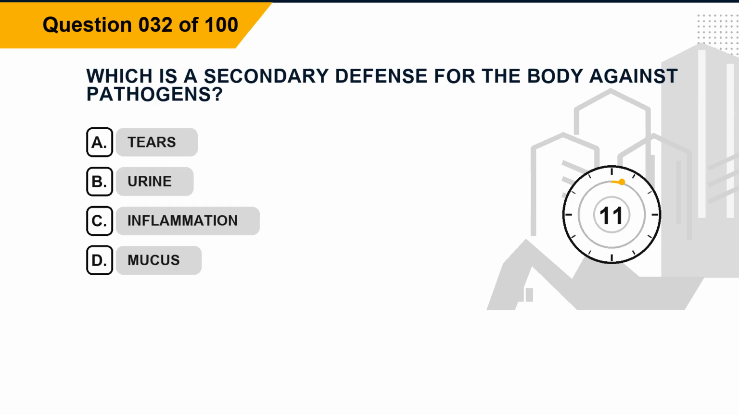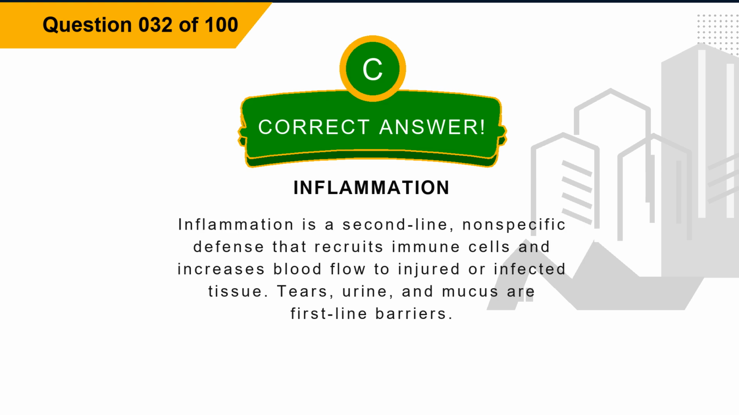Question 32. Which is a secondary defense for the body against pathogens? Option A, tears. Option B, urine. Option C, inflammation. Option D, mucus. The correct answer is option C, inflammation. Explanation. Inflammation is a second-line, non-specific defense that recruits immune cells and increases blood flow to injured or infected tissue. Tears, urine, and mucus are first-line barriers.